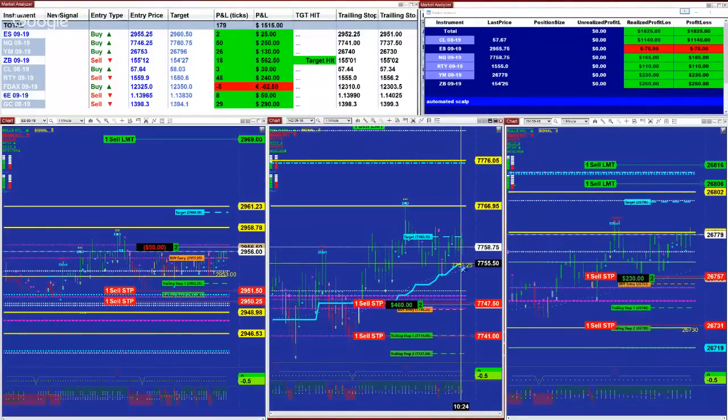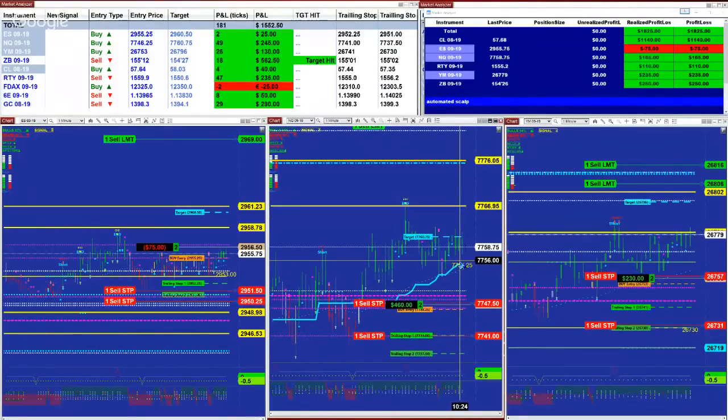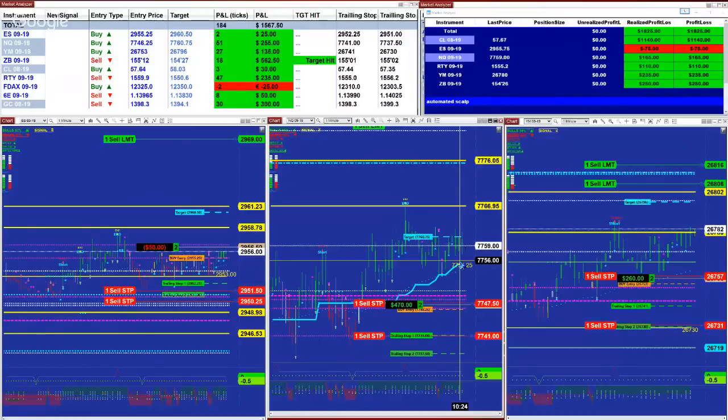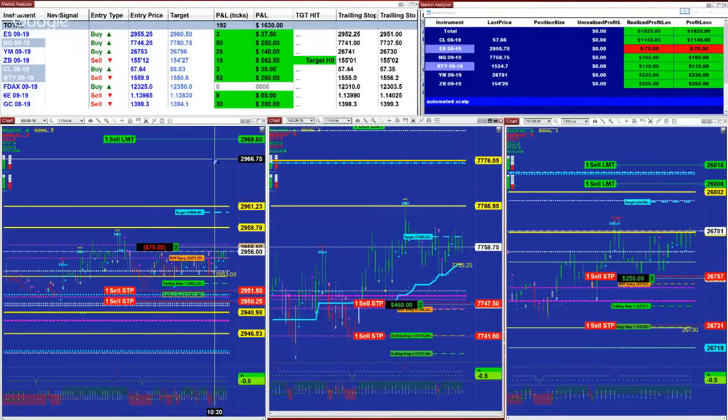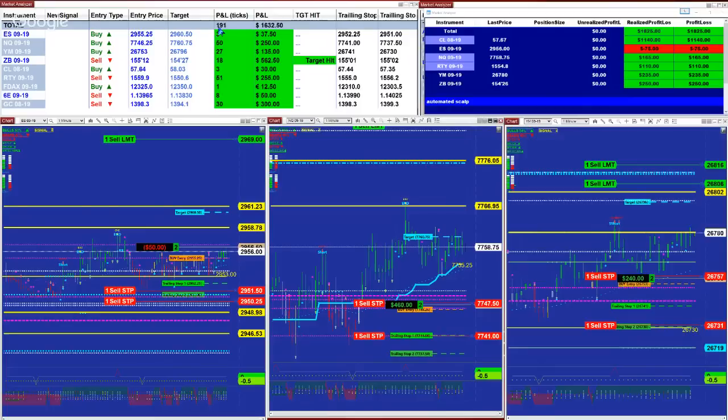The pullback re-entry on the Nasdaq is the 56 level, and the rest of the market is doing extremely well. This market analyzer is based on 1 minute, and at the moment we have 191 ticks.